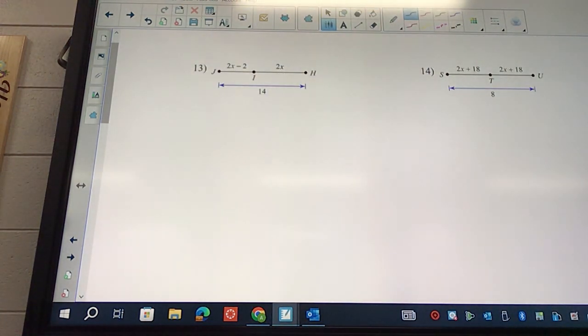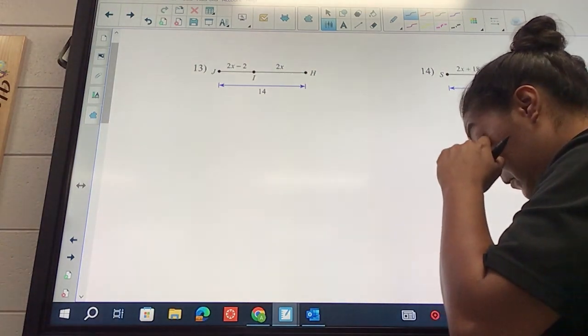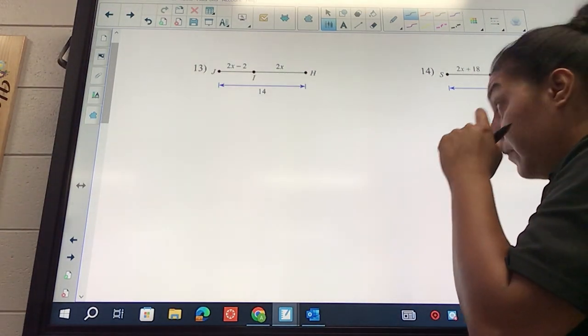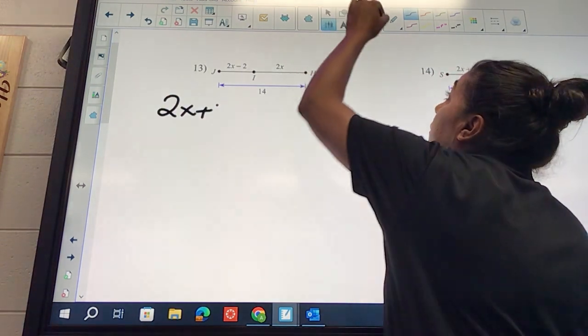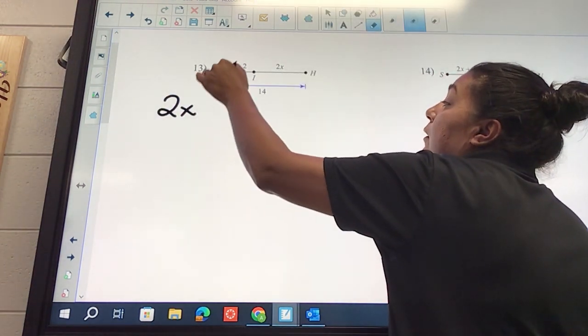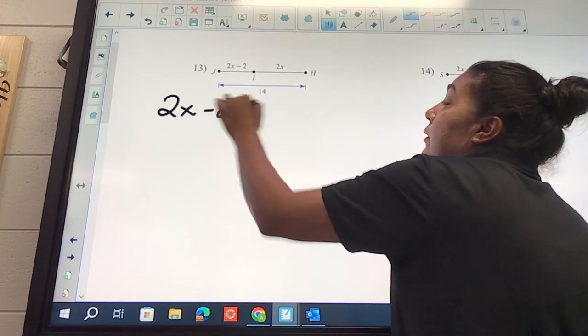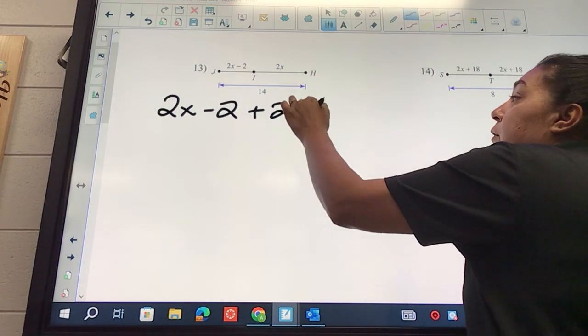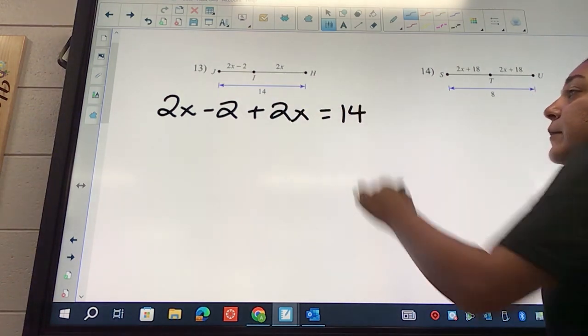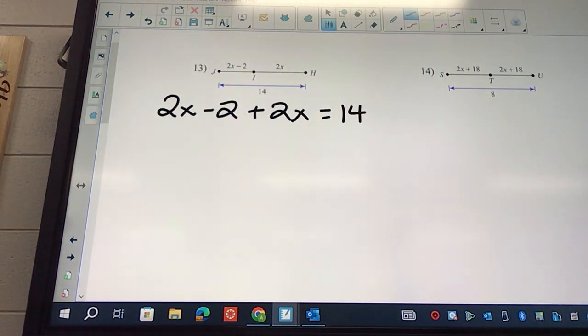What's going to be my first little one? What's my first little one? Yes, you do. 2x minus 2. Oh, shoot, I wrote one. Minus 2. Plus, what's my other little one? 2x equals 14. Then what needs done?